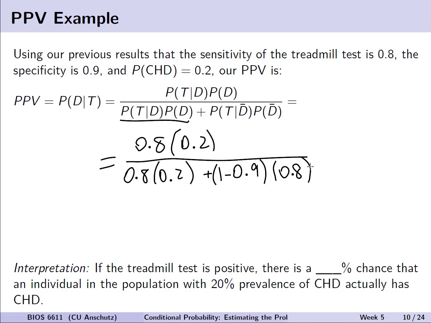Now, if we were to plug all this information into R, or a calculator, let's say, we should get down to an answer of 0.67. Or in other words, the interpretation of the positive predictive value is that if the treadmill test is positive, there is a 67% chance that an individual in the population with 20% prevalence of coronary heart disease actually has CHD. So in this case, it would appear that testing positive with the treadmill test doesn't really lead to a huge positive or extremely confident probability.